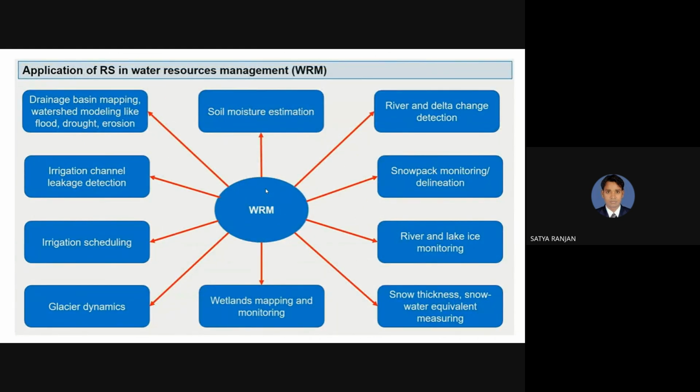Then application of remote sensing in water resource management, glacial dynamics, wetland mapping, then river and lake ice monitoring, irrigation and soil moisture estimations. So a lot of departments like water resource, urban planning, forest department, agriculture department, and many other departments are relying on this geoinformatics technique.